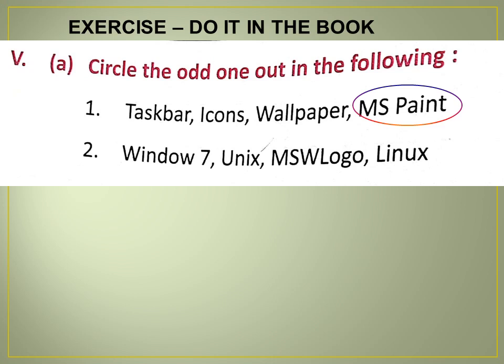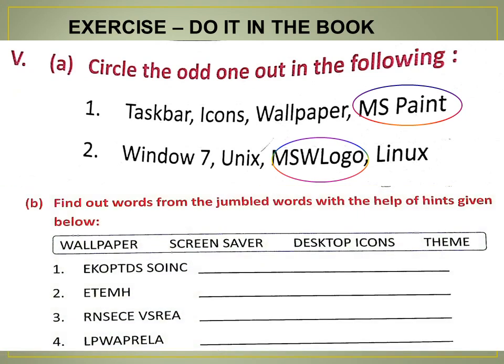Number 2 is Windows 7, Unix, MSW logo and Linux. So these three, Windows 7, Unix and Linux are the operating system, and MSW logo will not be counted in this group. So this is the odd one. And now the next question. Find out words from the jumbled words with the help of hints given below. First one will be desktop icons. Second one will be theme. Third one will be screensaver. Fourth one will be wallpaper.